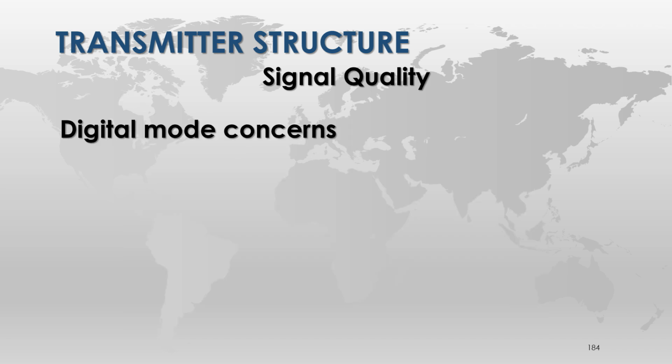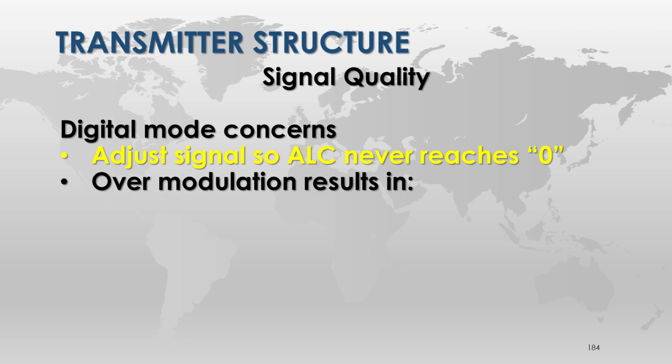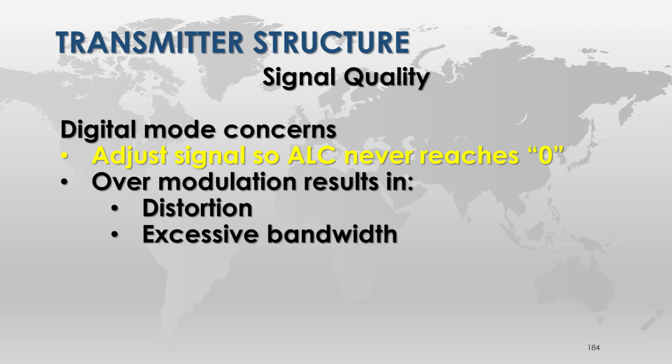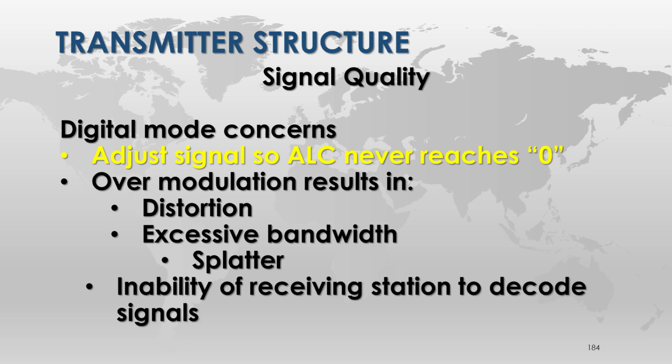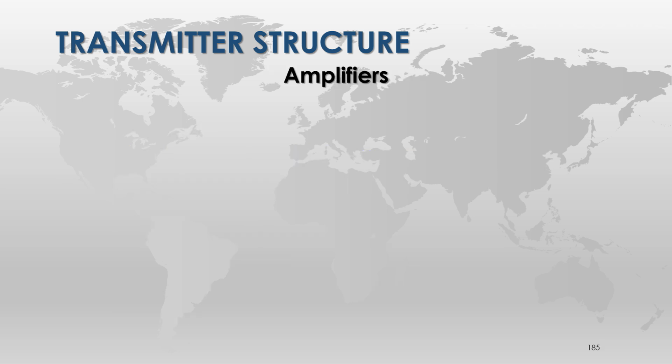Digital mode concerns. Adjust the signal so ALC never reaches 0 on digital modes. Overmodulation of a digital mode results in distortion, excessive bandwidth, splatter, and the inability of the receiving station to decode the signal. And if you think we're making a big deal out of distortion, yes, we are. You want a nice clear signal, the best you can get.